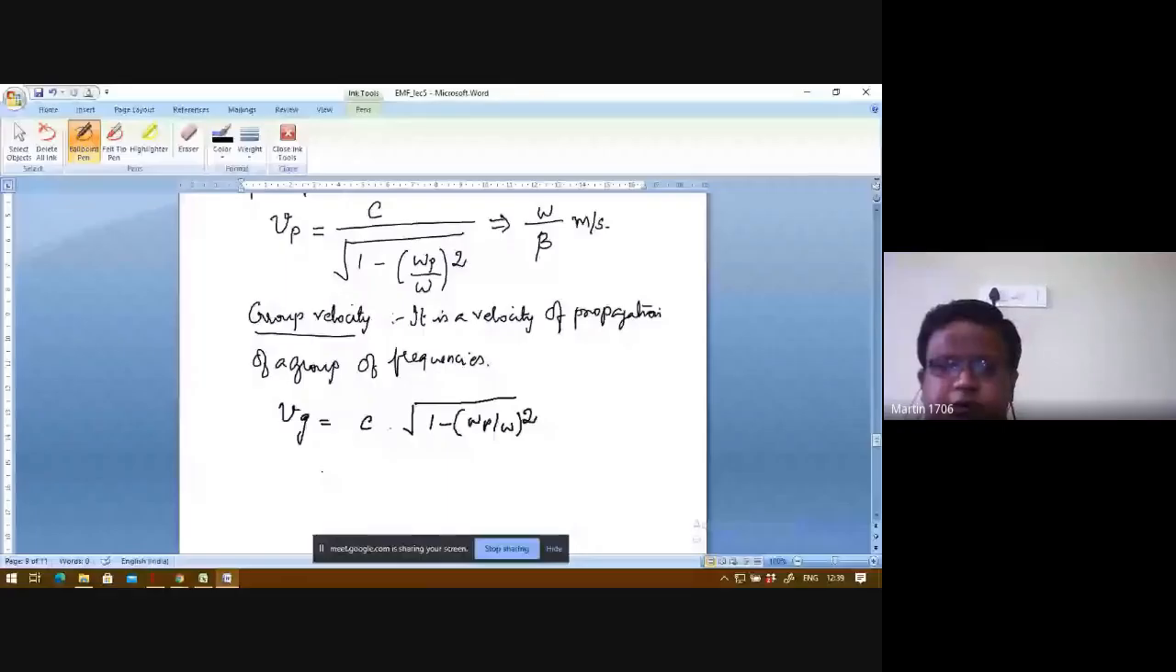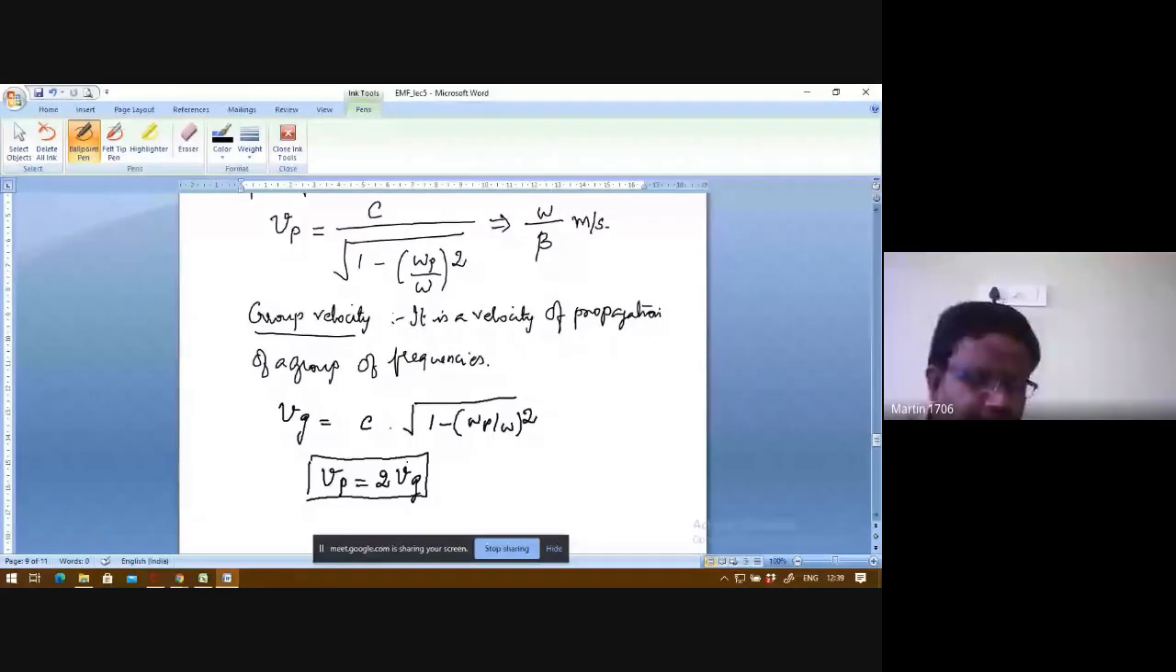The group velocity and the phase velocity. So I can give the relationship between the phase velocity and the group velocity like this: the phase velocity is equal to twice the group velocity. So this is the difference of the phase velocity and the group velocity. Second part, we are mainly focused on the waveguide.